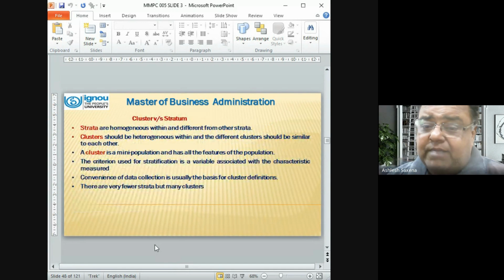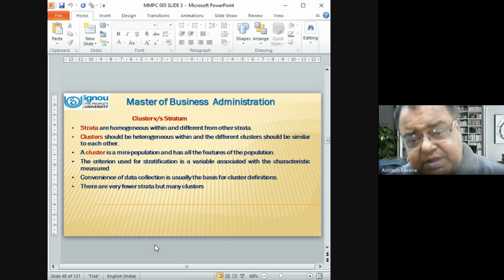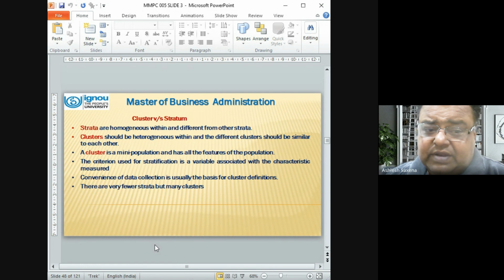Now, how will you compare cluster versus stratum? Strata are homogeneous within and different from other strata, but clusters should be heterogeneous within, and the different clusters should be similar to each other. A cluster is a mini population and has all the features of the population. The criterion used for stratification is a variable associated with the characteristics measured. Convenience of data collection is usually the basis of the cluster definitions. And there are very few strata, but there are many clusters.